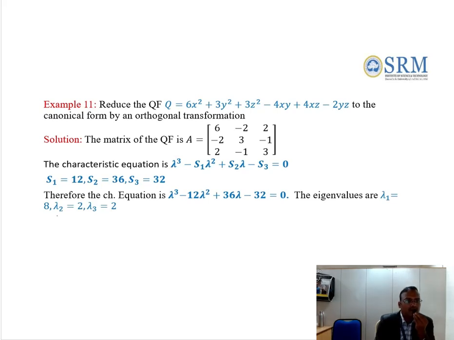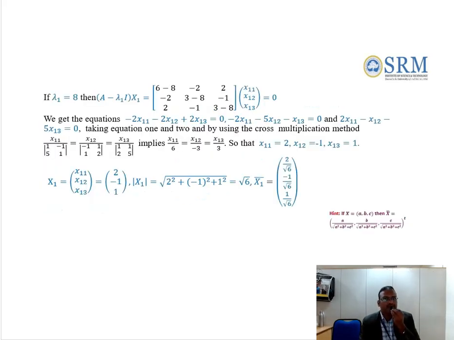Look at this, two eigenvalues are the same. In this case, we have to use one definition that is called orthogonal definition. We'll see it later. If lambda 1 equal to 8, by using the above procedure, we find the eigenvector x1, which is equal to (x11, x12, x13).